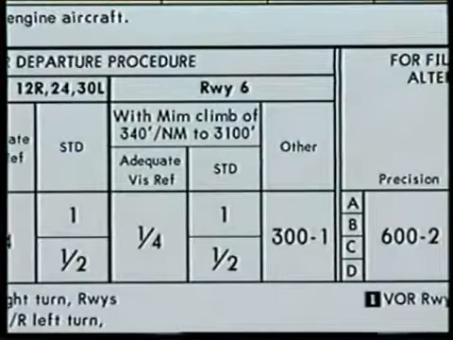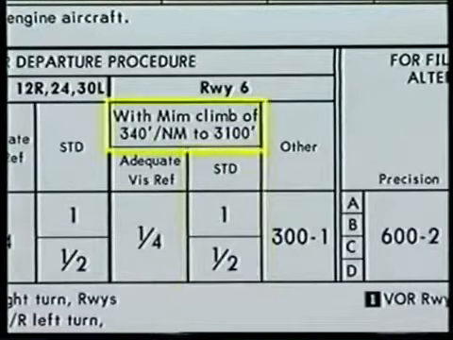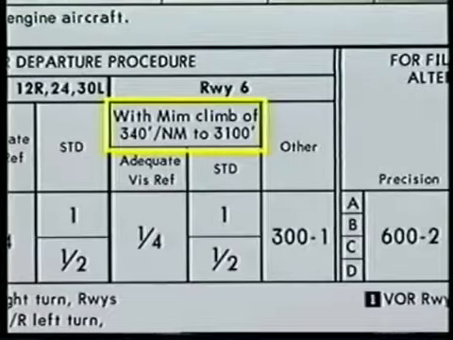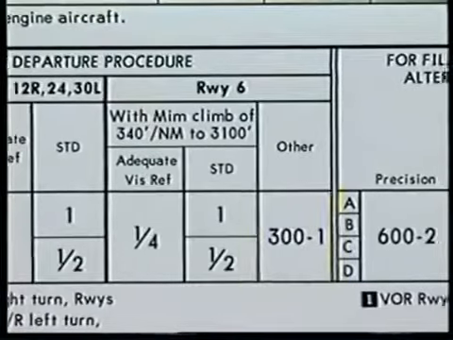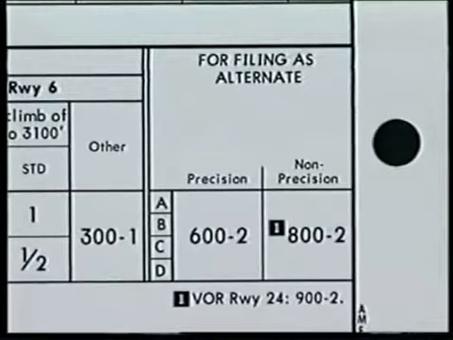Notice that in order to take off on runway 6 with at least the standard visibility minimum, you must be able to maintain a minimum climb rate of 340 feet per nautical mile to 3,100 feet. If you are unable to meet the climb requirement, you must have a ceiling of at least 300 feet and 1 statute mile visibility. To the far right of the chart, the alternate airport weather minimums are published.